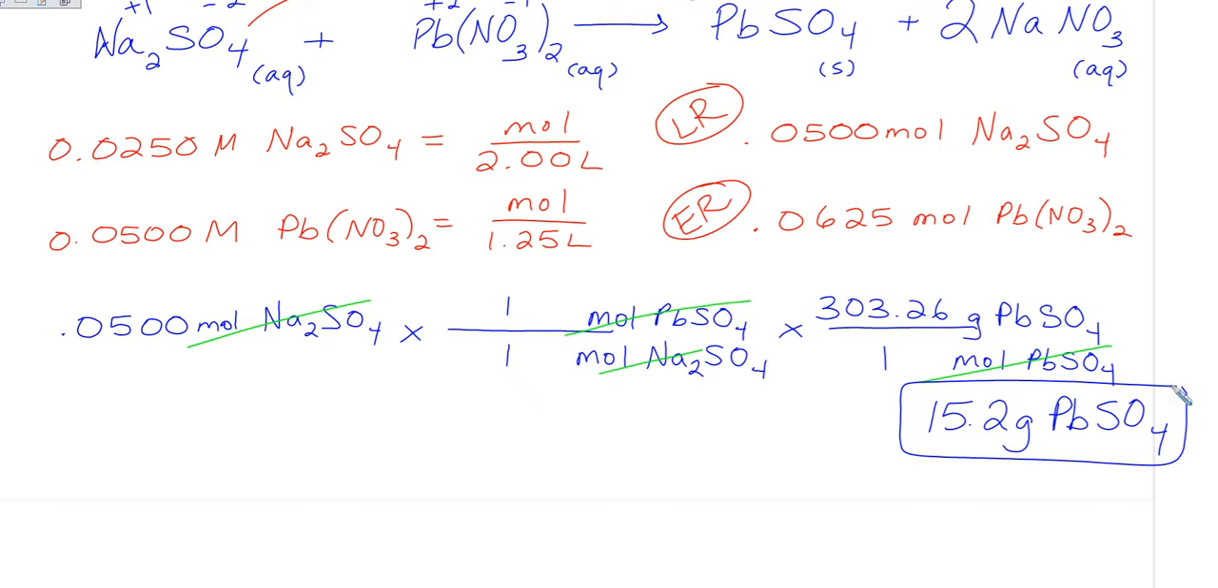Hopefully. Okay, so now here's the part that's kind of new. Calculate the concentration of all ions remaining in solution after the reaction has taken place. Interesting. So first we have to decide what ions are in the solution after the reaction has taken place, right? That's the tricky part. Okay, the limiting reactant. Let's write this in. This was limiting, this was excess.